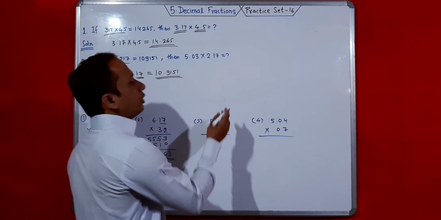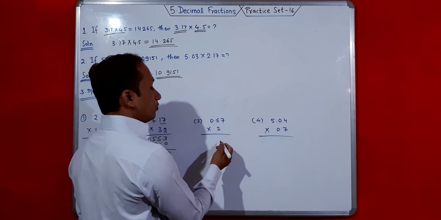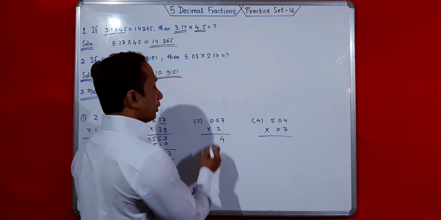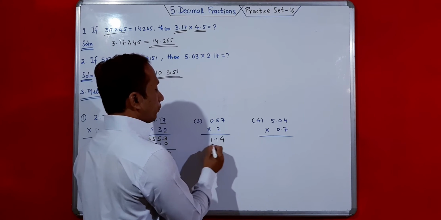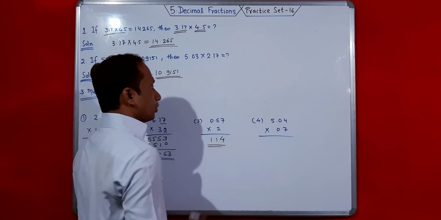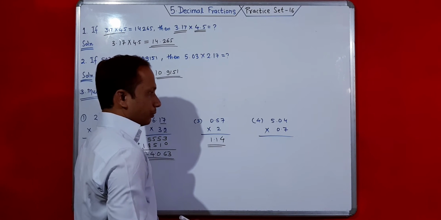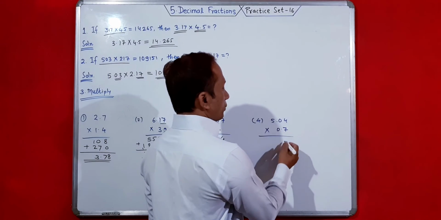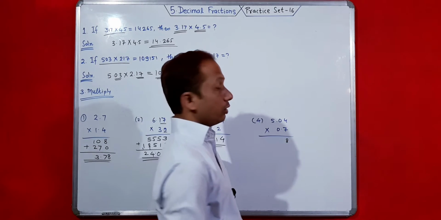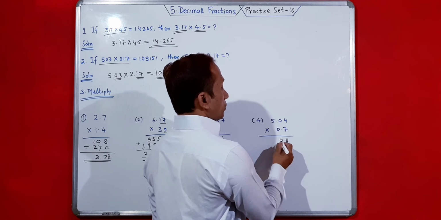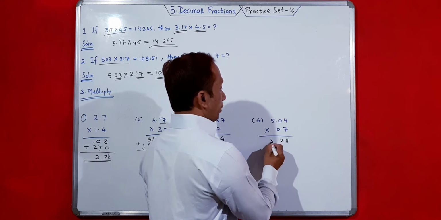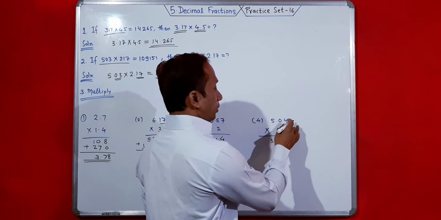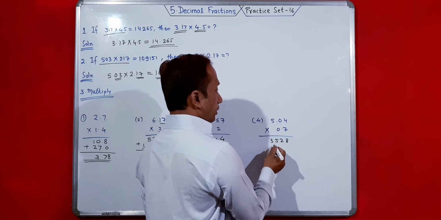Now you have to multiply about it. 2 7s are 14, 4 carry 1, 2 5s are 10 and 1 is 11. So 1.14, because 2 digits are there after the point, so place the point after 2 digits. 7 4s are 28, 700 and this is 2, 7 5s are 35. So now 1 digit and 2, so 3 digits. After 3 digits place the point.